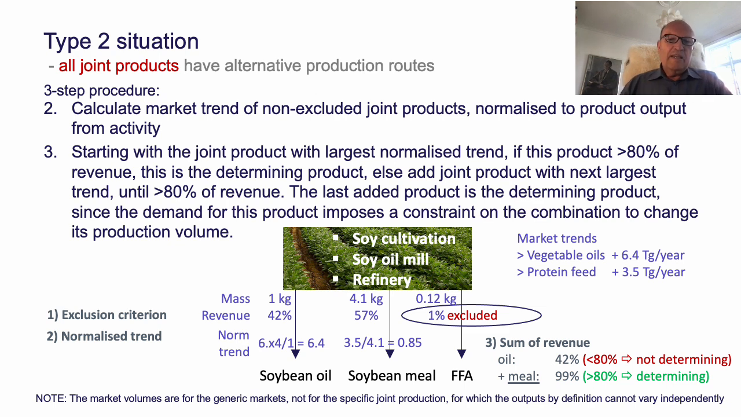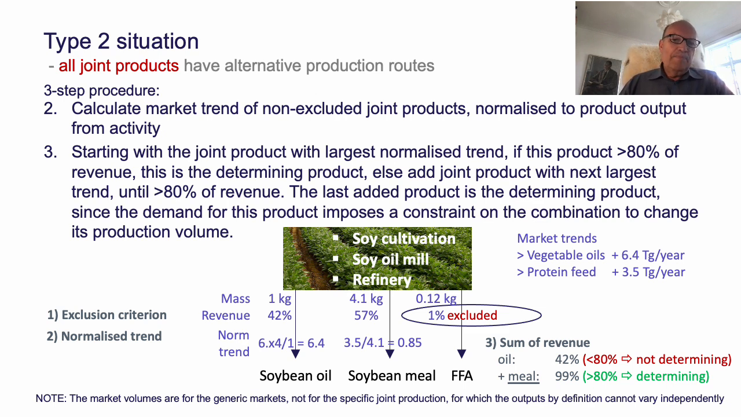And we can say the meal is necessary, but it's also limiting the amount of soybean oil that you would meaningfully be able to produce economically, because the demand for the soybean meal is what limits the total production.